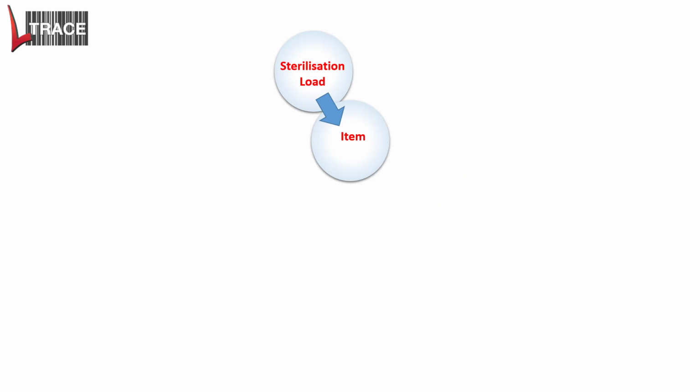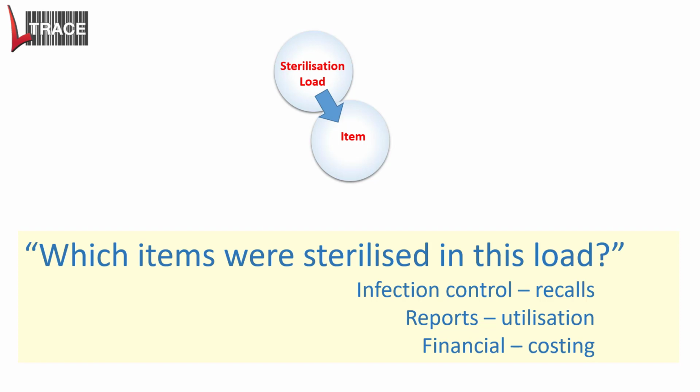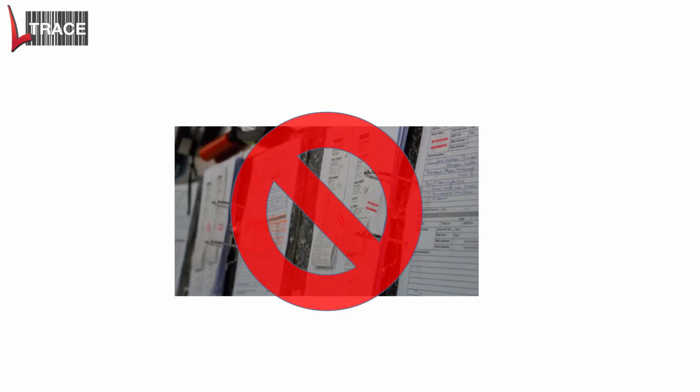So what I'm going to do is now look the other way around. We're going to look from the sterilisation load back to the item. Now we know all the items associated with the load, so we can now ask which items were sterilised in this load. And that's really good for infection control recalls, reports on utilisation, your financial costing. At the same time, we've now got rid of the need of writing down all of this information, and the time saving in this is absolutely huge.